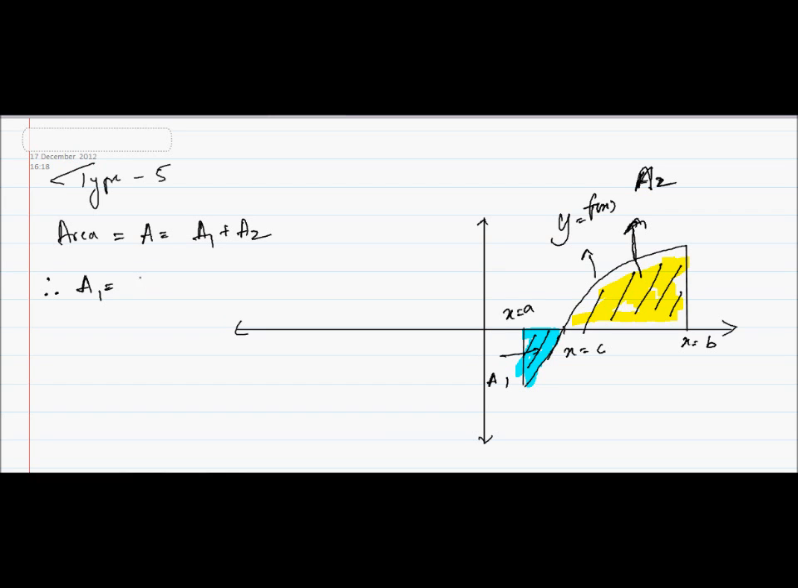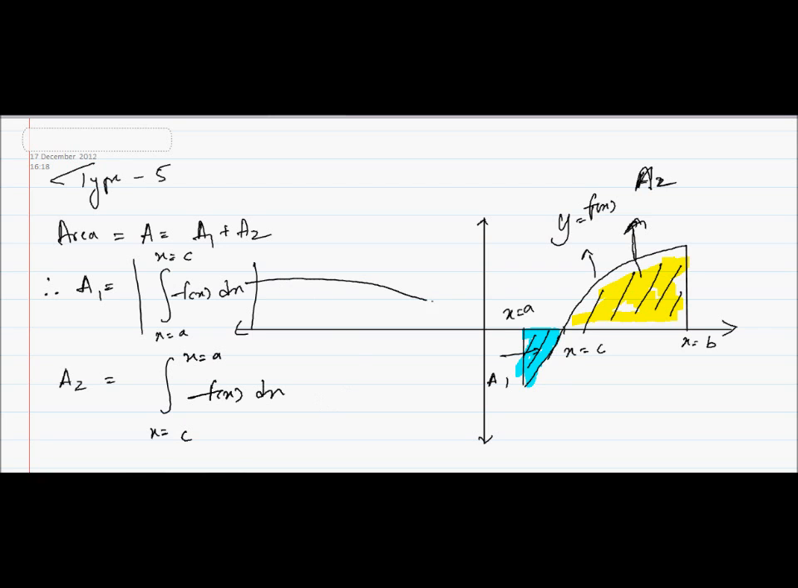so we take its modulus, x is equal to a to x is equal to c of f of x. Yes, the answer will come negative, so we have to take its modulus. And area 2, since it is in the first quadrant, the answer will be positive, x is equal to c to x is equal to b of f of x. So just add both the areas and you will get the final answer, that is area is equal to area 1 plus area 2. And that was our applications.